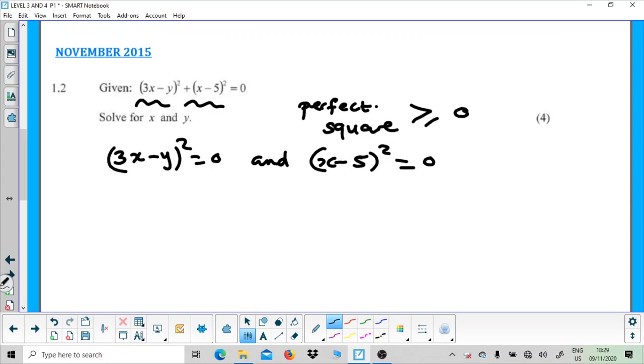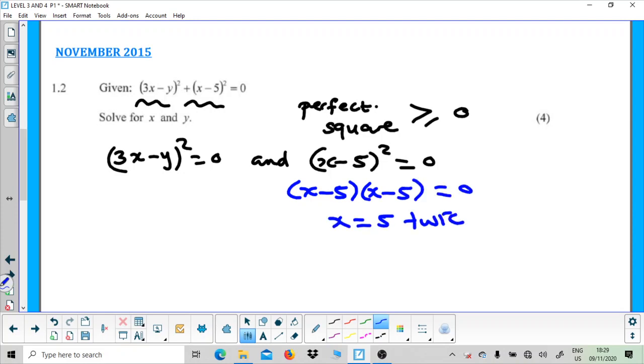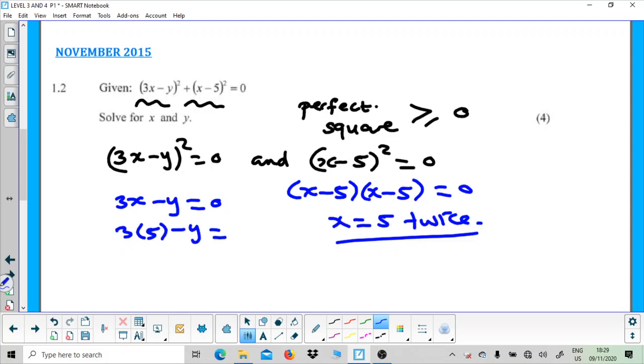And then you solve. The easier one to handle is this one, because you can just say x minus 5 and x minus 5. I don't know why I put that step over there, but x is equal to 5 twice, right? Once you figure out your x value, you come here, you know that 3x minus y should be equal to 0 twice, and then your x is going to be 5 over here, and then you get your y. What will be your y value, people? 15. Sorted. So that's how you were supposed to handle this one.